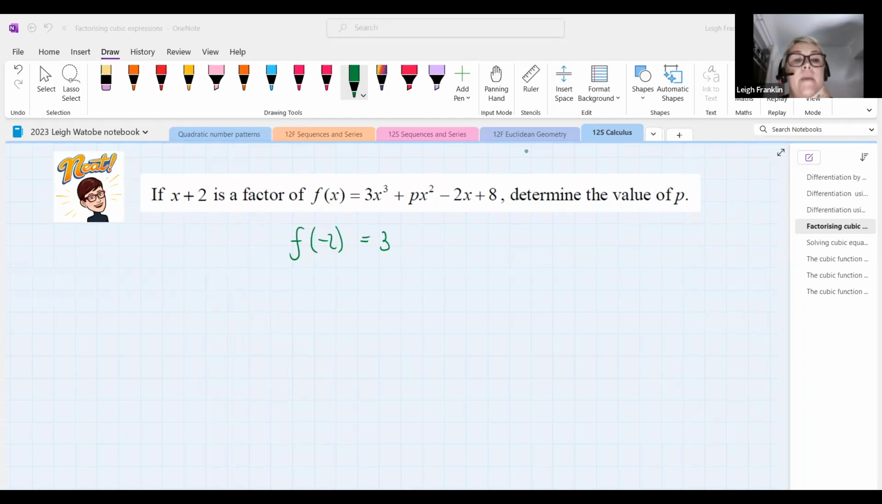Exactly. And then what are you going to make f of -2 equal to? F of -2, in other words, this bit on the left-hand side, what's this going to be equal to? That's my remainder. What's my remainder going to be in this case? Because x plus 2 is a factor, my remainder is 0. That's it. Good. Well done, everybody. So that's going to be equal to 0.